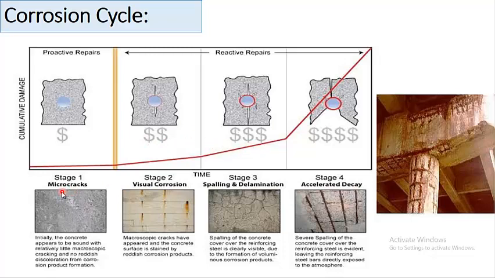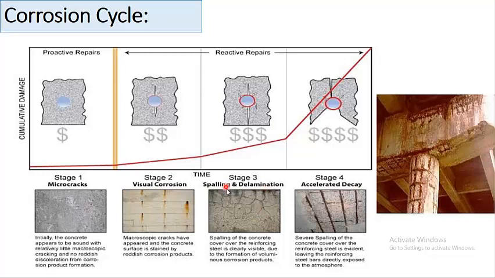At stage 1, microscopic cracks. As you can see over here, initially the concrete appears to be sound with relatively little microscopic cracking and no reddish discoloration from the corrosion product formation. At stage 2, visual corrosion. As you can see over here in this picture, reddish color has formed. Microscopic cracks have appeared and the concrete surface is stained by the reddish corrosion products.